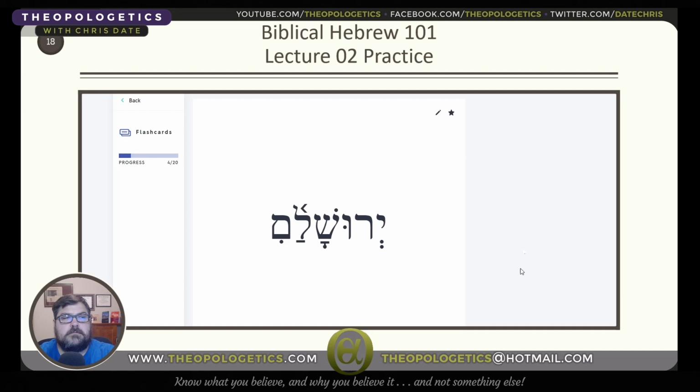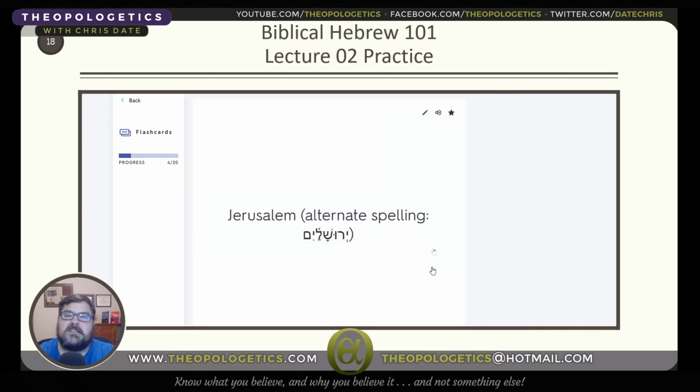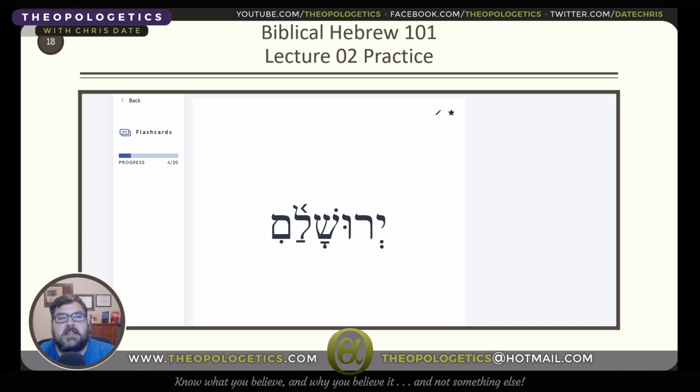Next one. Yerushalayim, which means Jerusalem. I mean, it doesn't mean Jerusalem, but it's the name Jerusalem. So when you see Jerusalem in the English translation of the Hebrew, the underlying Hebrew is Yerushalayim, which I think sounds a lot cooler, but it is harder to pronounce for us English speakers. All right, next up.